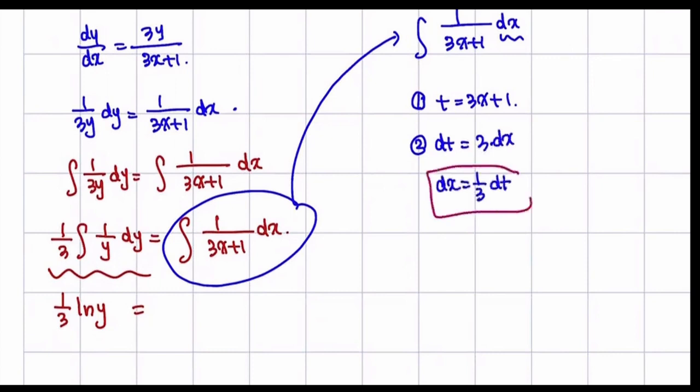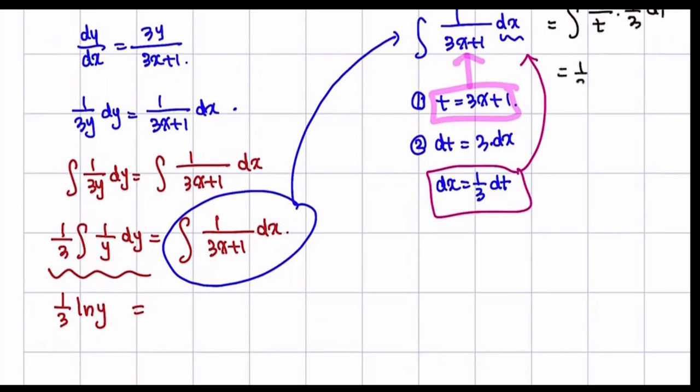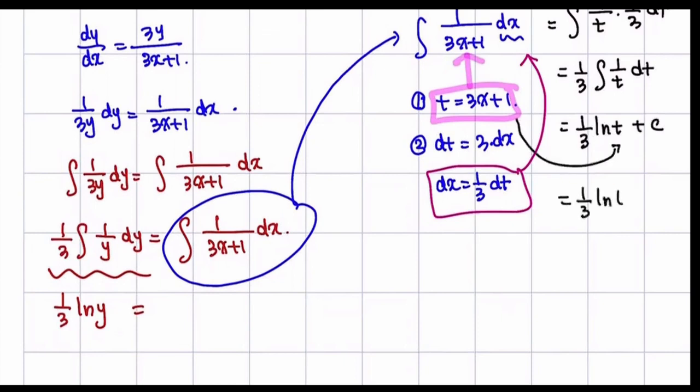Okay, plug in this value instead of dx, and plug in t instead of 3 times x plus 1. So I can rewrite this as 1 over t, 1 over 3 dt. That is 1 over 3 integral 1 over t dt, which is 1 over 3 ln t plus c. Plug in the original value: 1 over 3 ln of 3 times x plus 1 plus c.